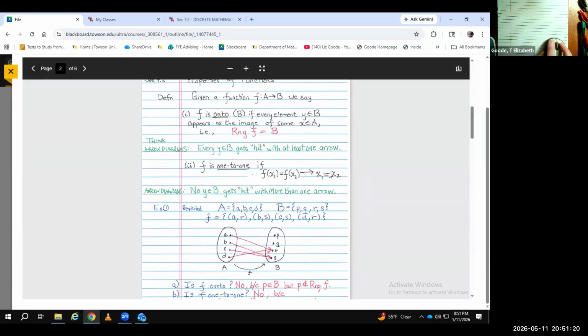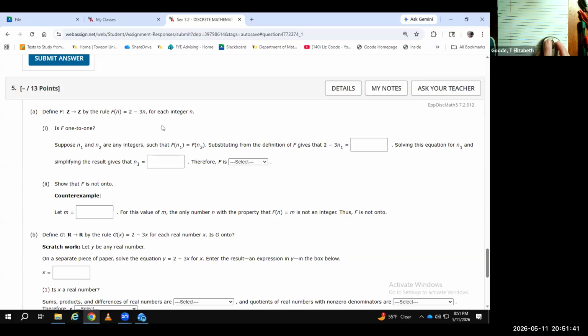And you need this definition: if f of x1 equals f of x2, if the y values are the same, that's what this says, then x1 equals x2. That's the definition of one-to-one you want to hold in your mind. So here it says, is f one-to-one?